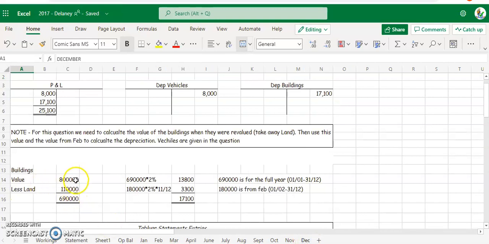So if we reduce the land from the buildings, we get 690,000. 2% of that is 13,800. And then because we bought the new land in February, we only need to calculate on 11/12. So 180,000, which is taken on the question, multiplied by 2%, multiplied by 11/12 will give you 3,300. So the depreciation is going to be 17,100.